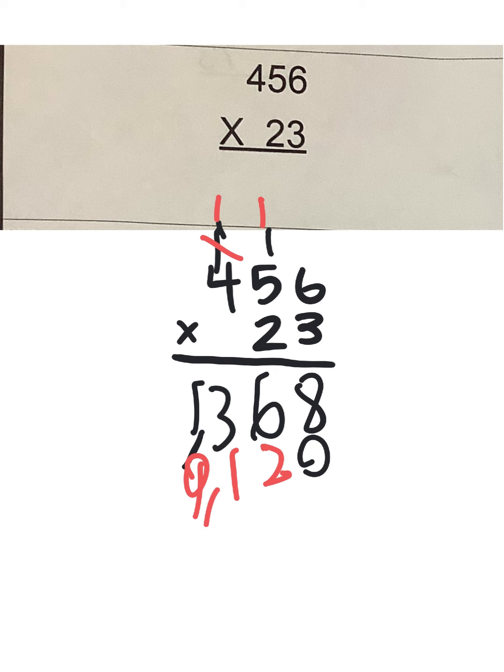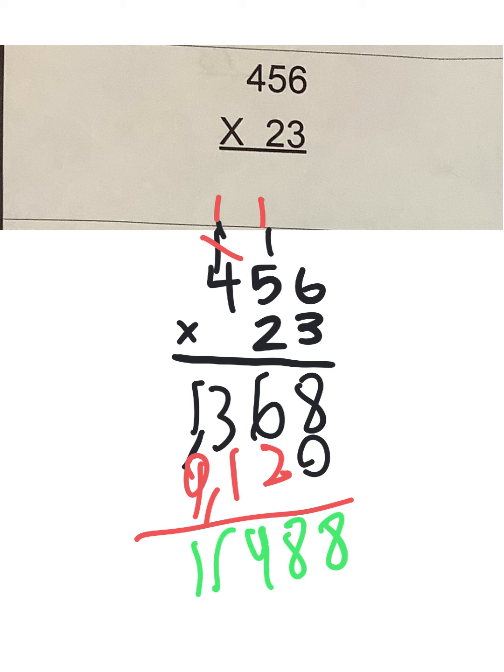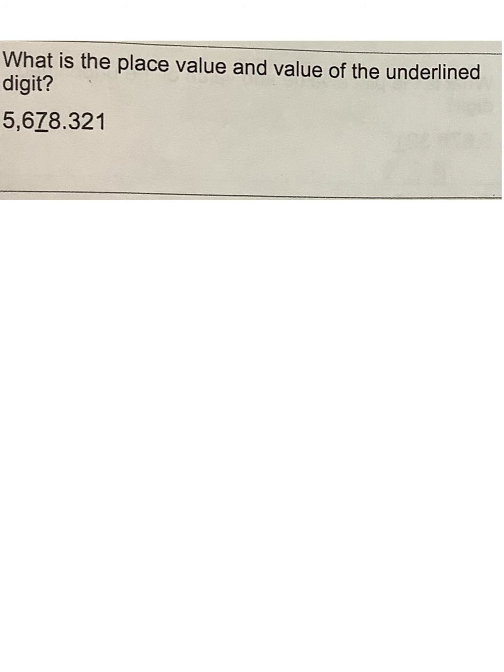We know that 456 times 20 is 9,120. So now he's going to add those partial products. Final answer? 10,488. So now we are coming to our next problem.